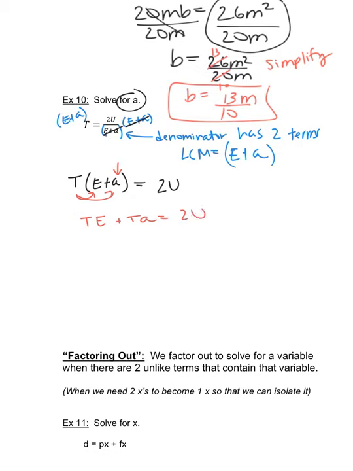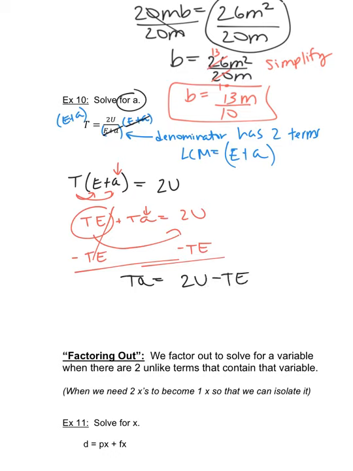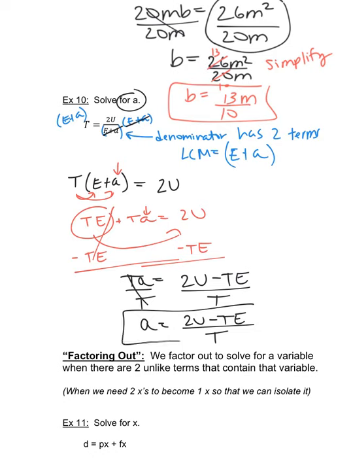equals 2u. I'm solving for a, so I need to first move this te to the other side. I'm going to subtract te from both sides. I now have ta equals 2u minus te, and now I can divide by t. That's going to get me a equals 2u minus te all over t. If you simplified it, the t would divide into both terms, so I would get a equals 2u over t minus e. Either answer is okay, but you have to understand how to go from one to the other.